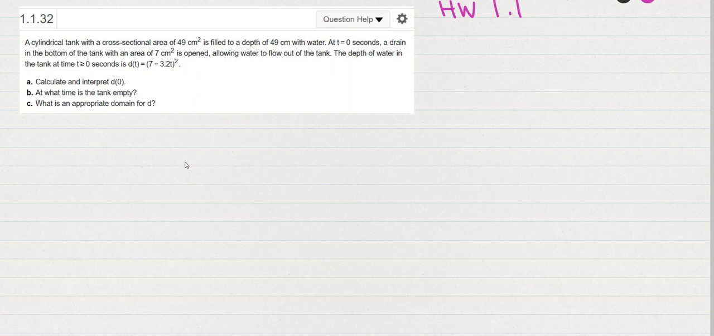This is a question from homework section 1.1. Thank you to the student who sent the question.